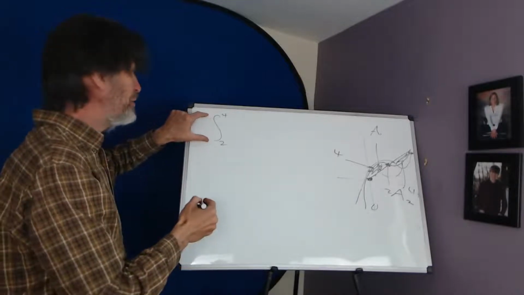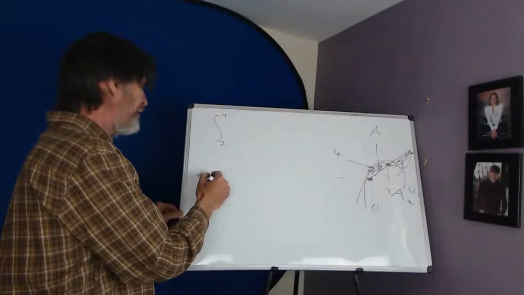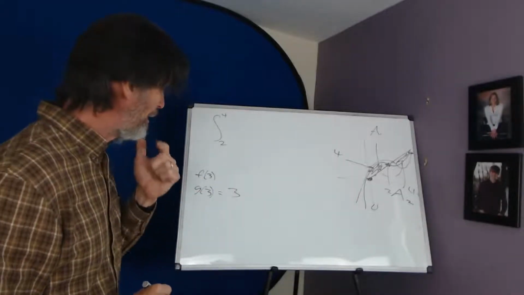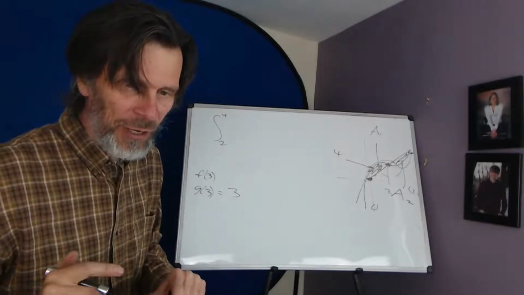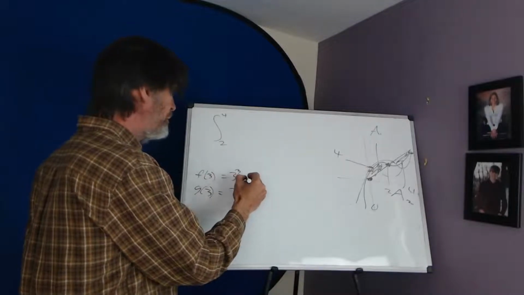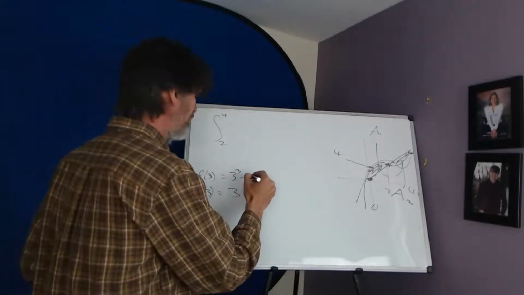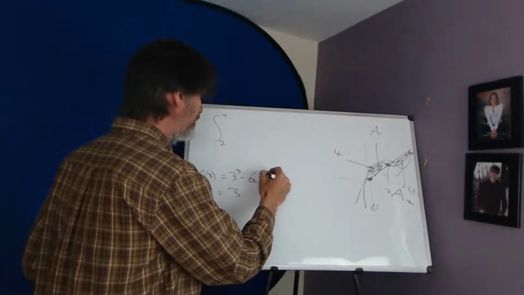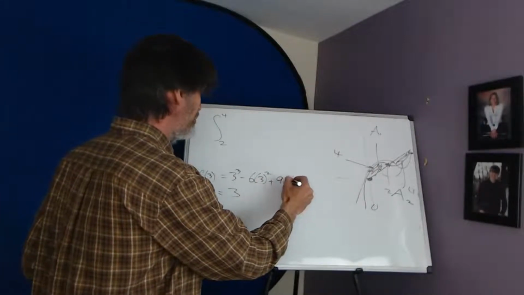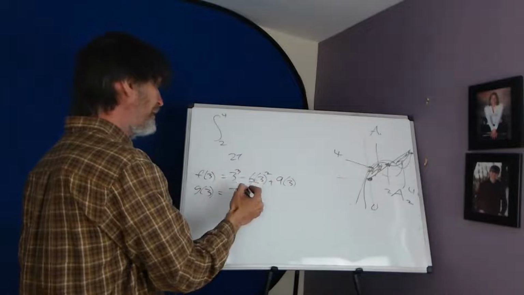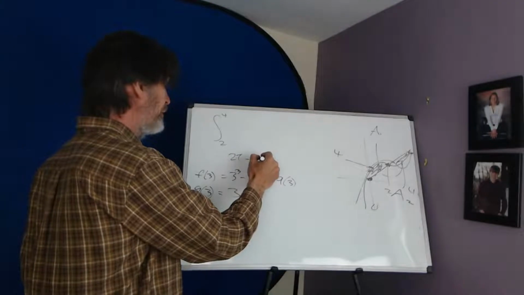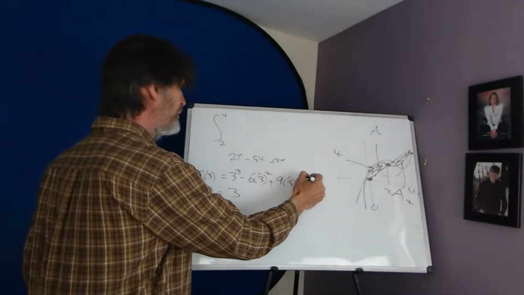Now I need the upper function minus the lower function. The obvious choice between 2 and 4 is the number 3. So let's calculate f of 3 and g of 3. G of 3 is easy, it's 3. F of 3, I've lost my function. Let me rewrite it. F of 3 would be 3 cubed minus 6 times 3 squared plus 9 times 3. So that's 27 minus 54 plus 27.